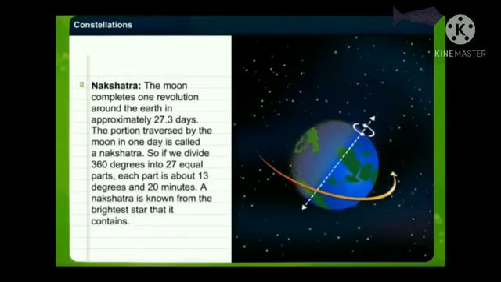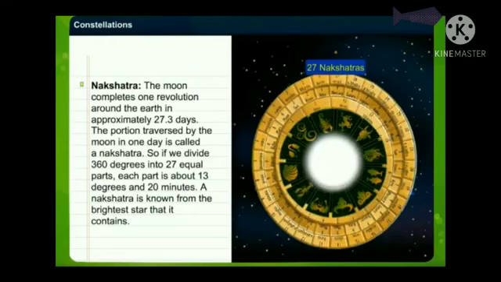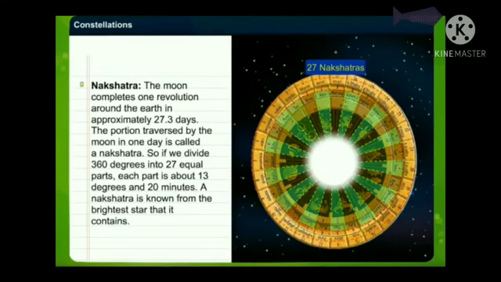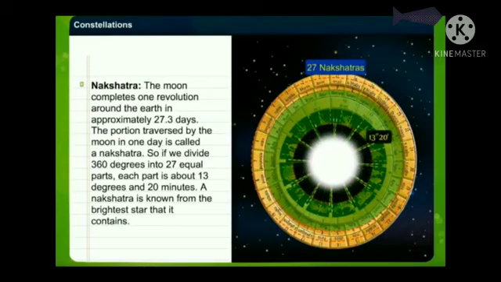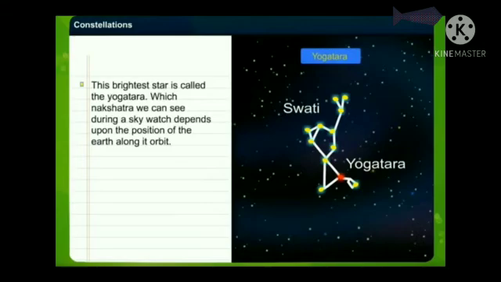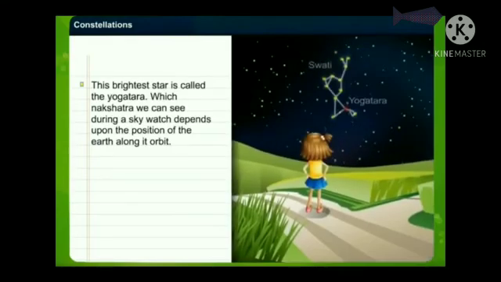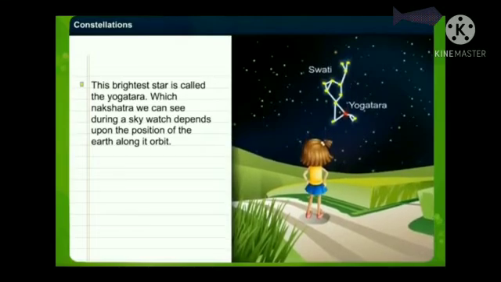Nakshatra. The moon completes one revolution around the earth in approximately 27.3 days. The portion traversed by the moon in one day is called a nakshatra. So if we divide 360 degrees into 27 equal parts, each part is about 13 degrees and 20 minutes. A nakshatra is known from the brightest star that it contains. The brightest star is called the Yoga Tara. Which nakshatra we can see during a sky watch depends upon the position of the earth along its orbit.